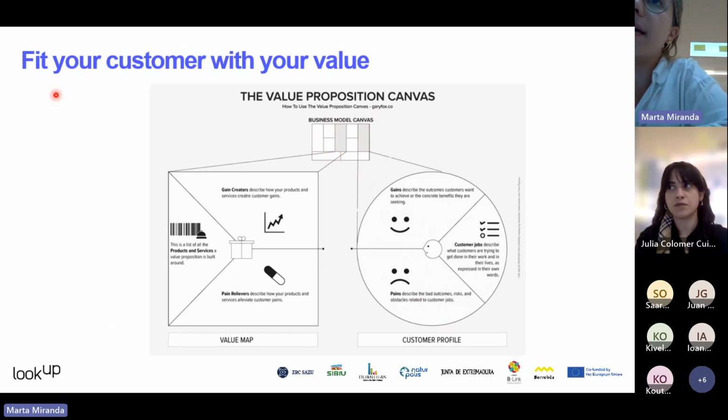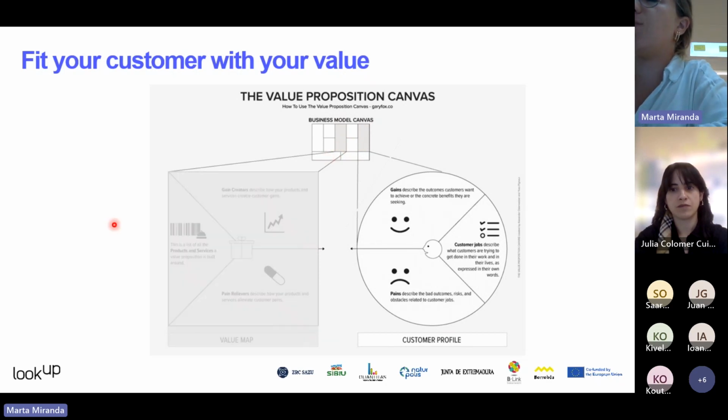And this other tool is called the value proposition canvas. This value proposition canvas is trying to connect the customer segment with our value proposition. I'm going to explain it really fast, but in the end, it's trying to spend more time on the most important parts of our business.